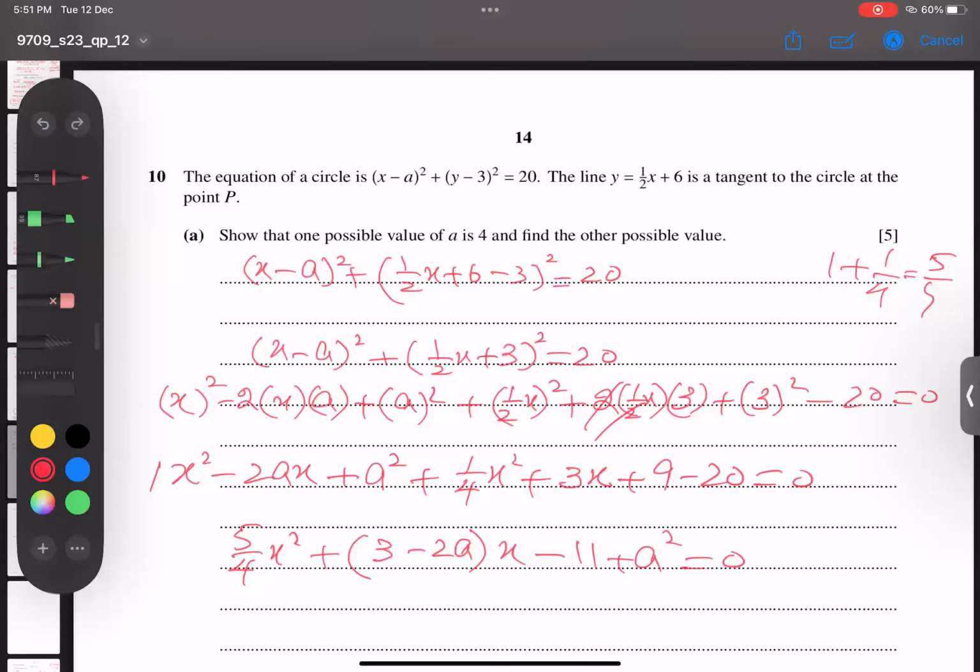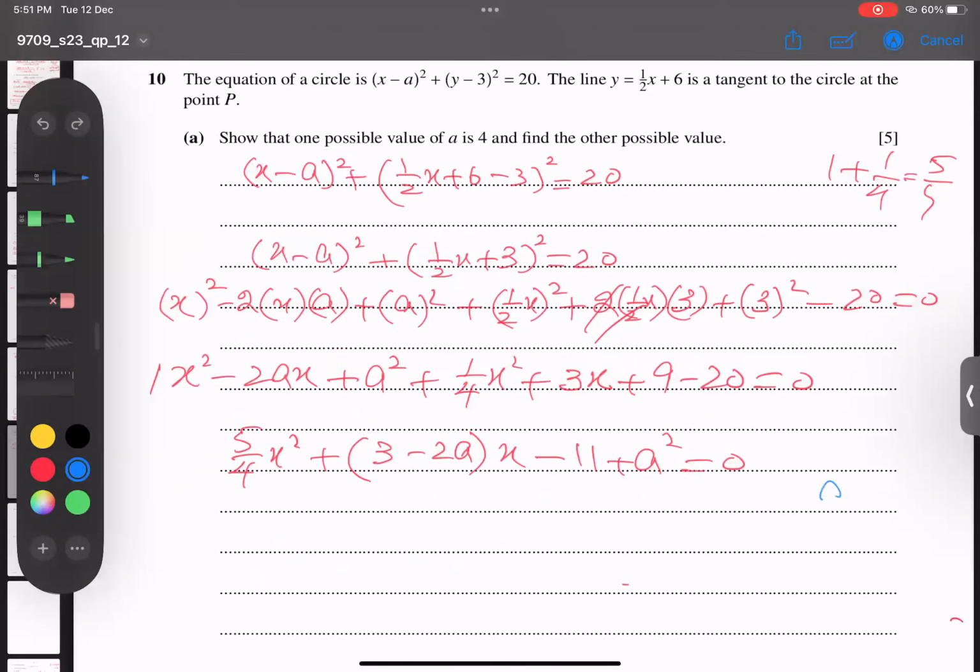Alhamdulillah rabbil alameen. What is the a value, students? 5 over 4, this comes from here. What is the b value, students? This whole thing is the b value.